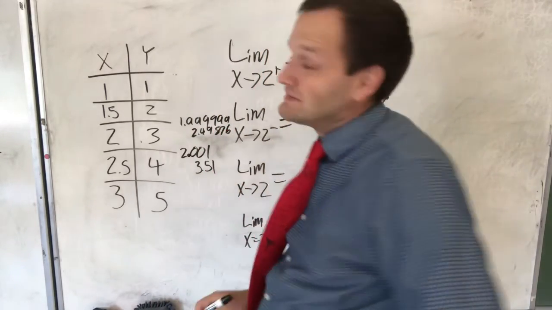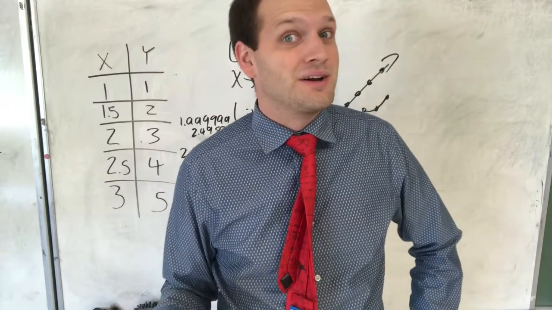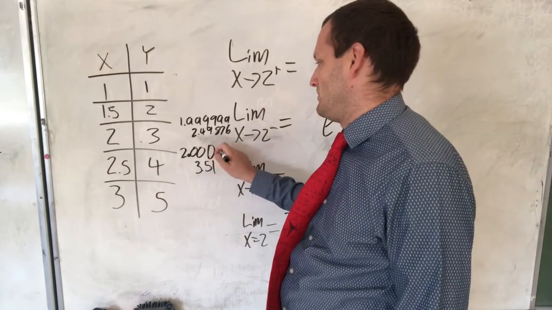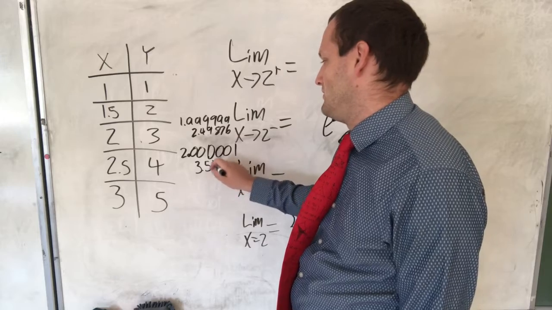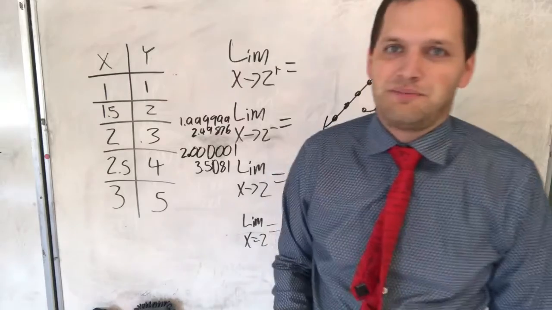And we end up getting 2.49876. Oh, we're not getting closer to 3. We're getting closer to 2.5. We're not getting closer to 3 though. Here, let's put on a couple more zeros. We get 3.5081, something like that.